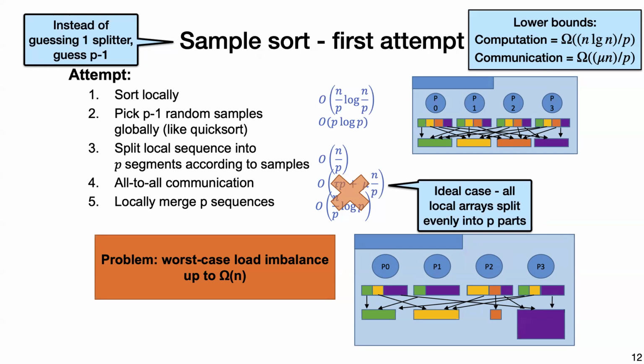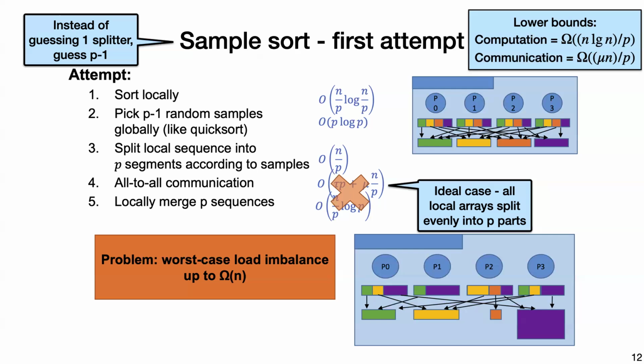So we're going to try. The first try is that we choose p. It's basically like quicksort, except rather than one pivot, you choose p minus one pivots, because that will give you p partitions of your data on each processor. Instead of guessing one, you guess p minus one.